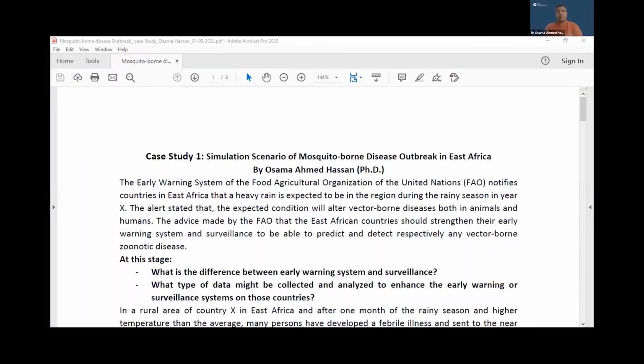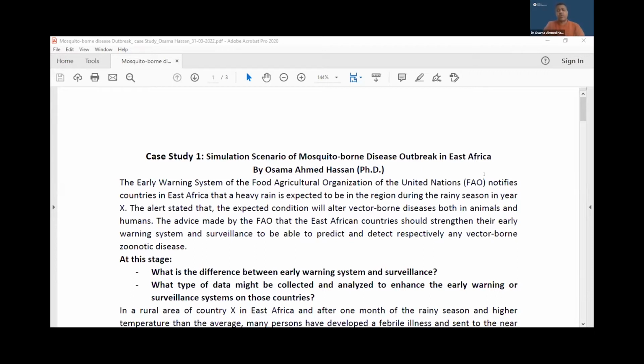So simply, I'm going to have a simulation case study for mosquito-borne disease, taking Rift Valley fever as an example. Sorry, taking East Africa as an area for this mosquito-borne disease.